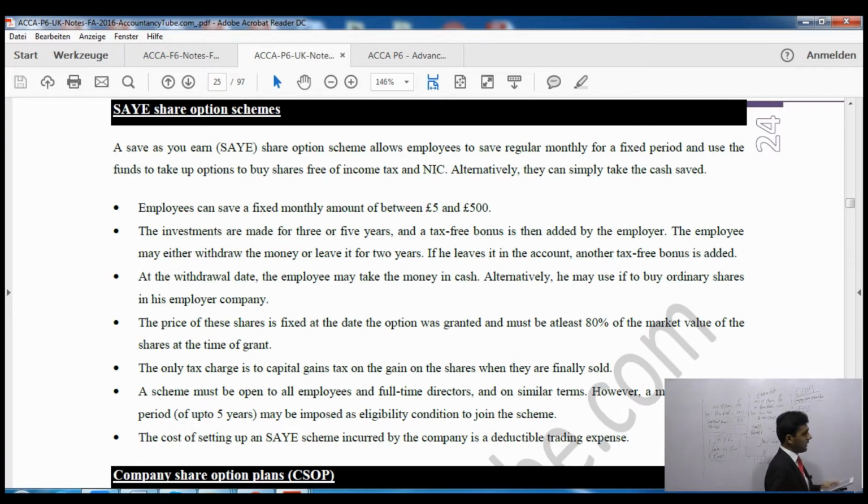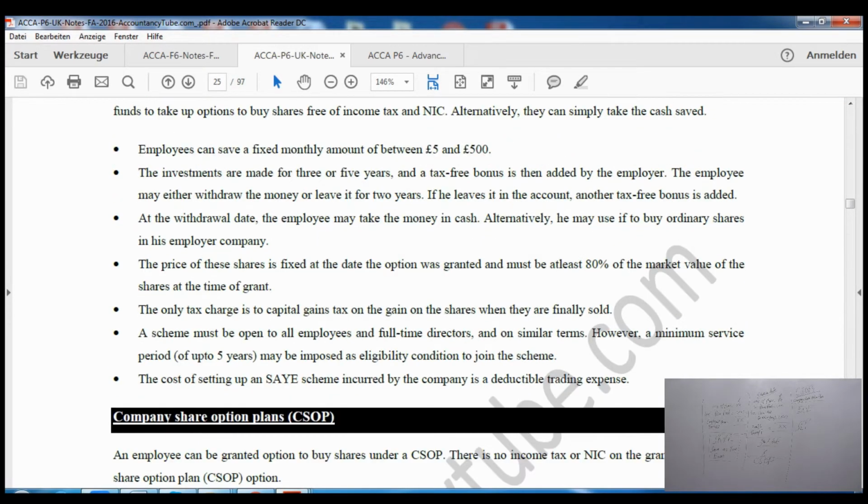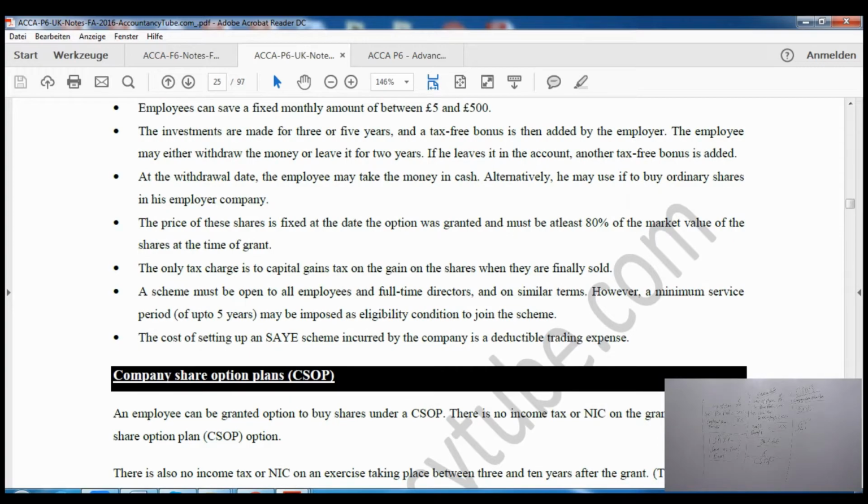There is a choice for them to buy the shares. If they don't want to buy the shares, they can simply withdraw the money. Now, how much can they invest? From £5 to £500, that is the amount that they can pay every month. So from £5 to £500 they are allowed to pay, and the investments are made for 3 to 5 years. So initially they will be for 3 years, and if they want to keep it for another 2 years, it is up to them.